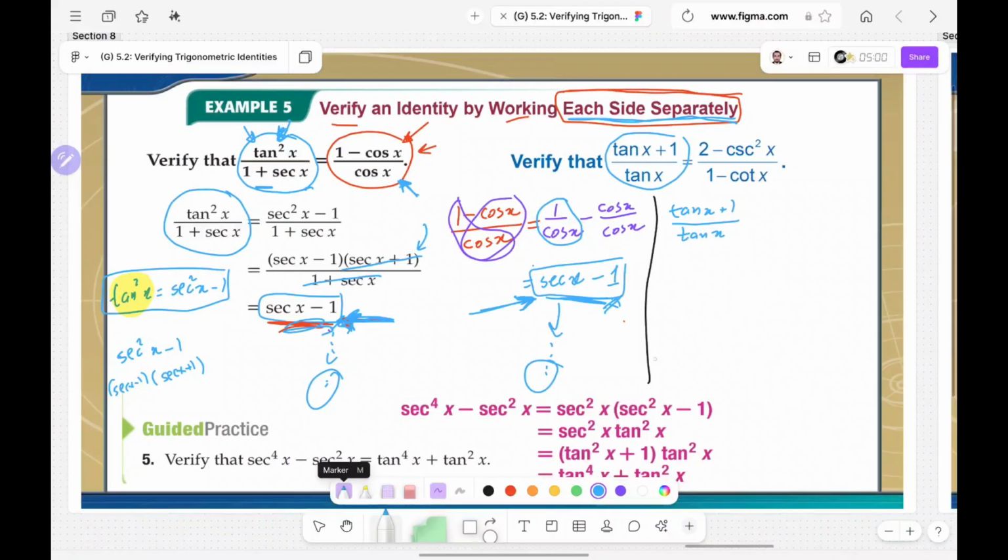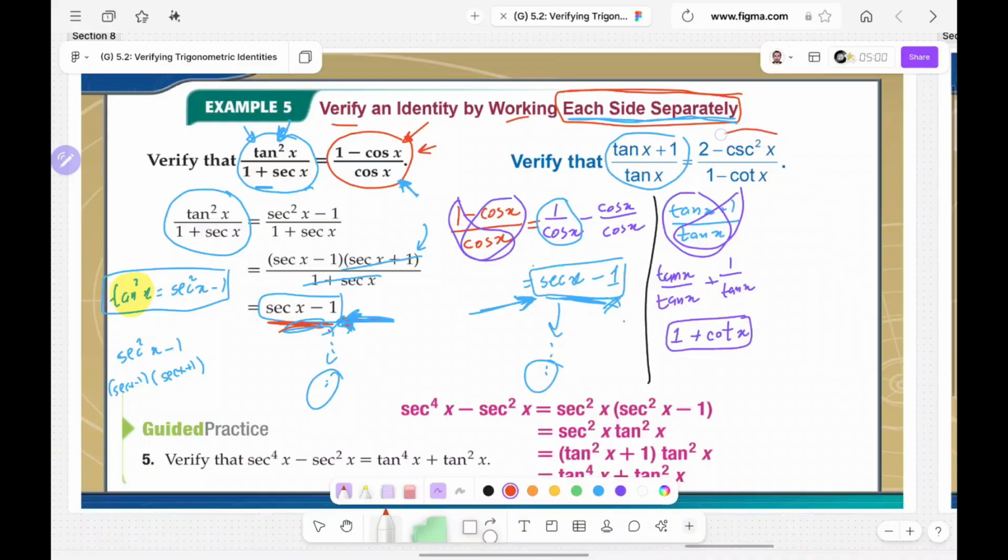Okay, so now let's do it the hard way. So tan x over tan x plus 1 over tan x. Now tan x over tan x is equal to 1, plus 1 over tan x, which is equal to 1 plus cotangent x. So now let's stop here. This one should be the answer.